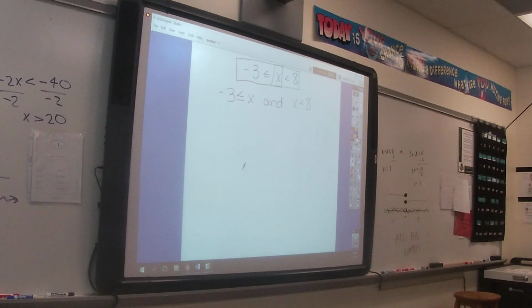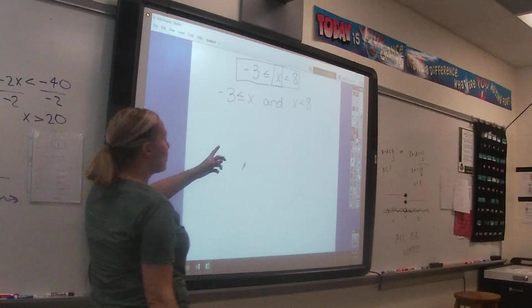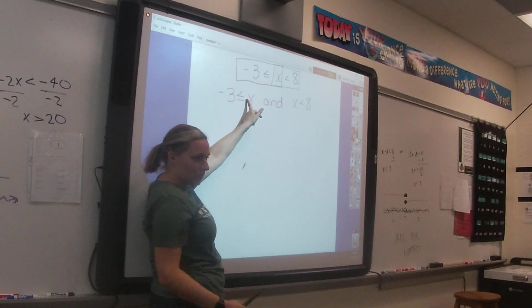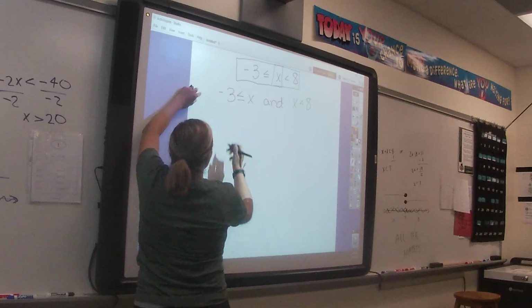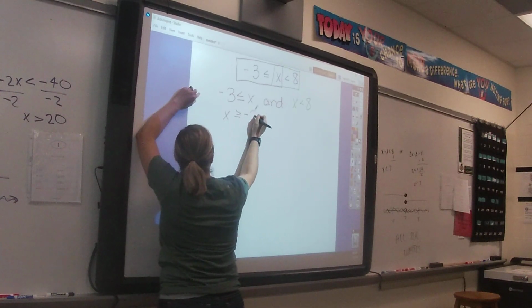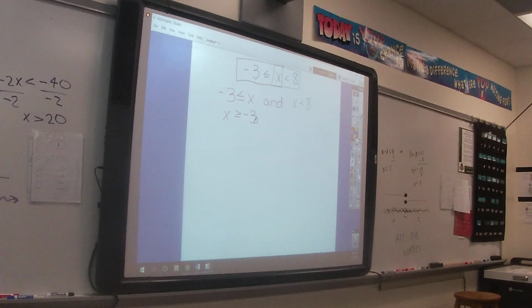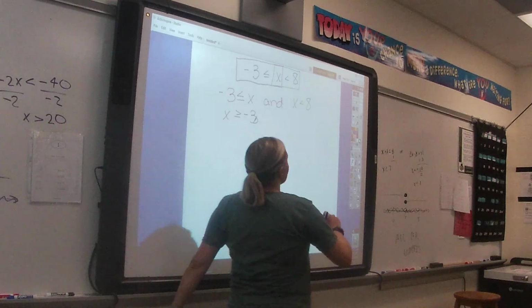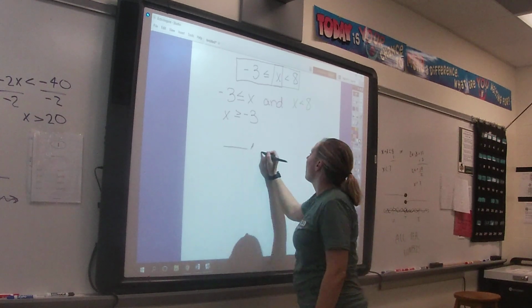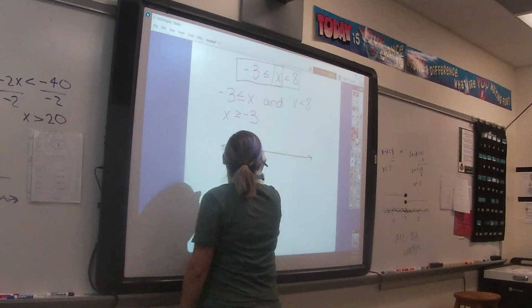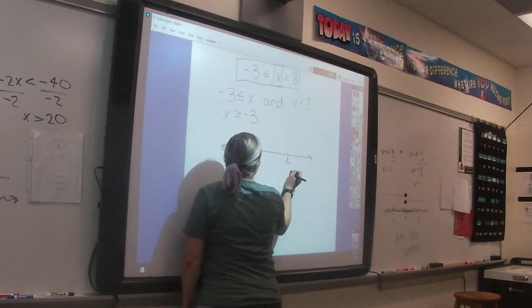Now, if I want to graph this, can I graph with my variable second? No. So what do I need to do? Flip the sign. Rewrite it with my variable first, and that's a reason to flip the sign. So I just turned that from one squished together thing into two separate ones. Okay, so what two numbers are going on my number line? -3 and 8.